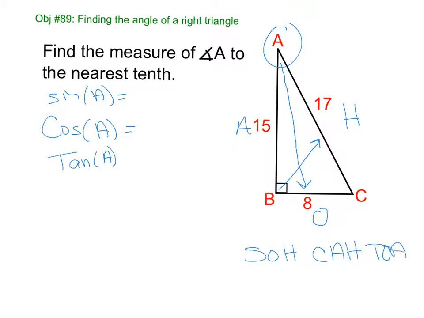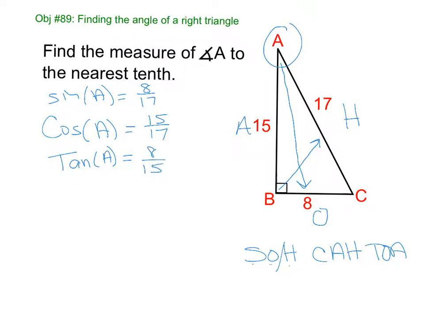SOH CAH TOA. So the sine is O over H, right? O over H, so that's 8 over 17. Cosine is adjacent over hypotenuse, 15 over 17. And tan is O over A, sorry, 8 over 15.